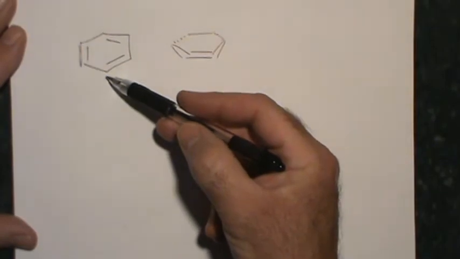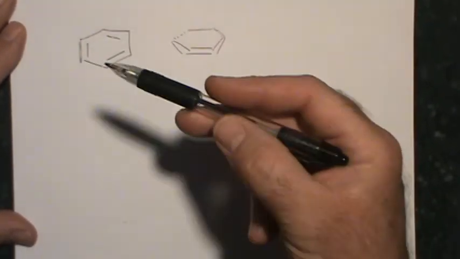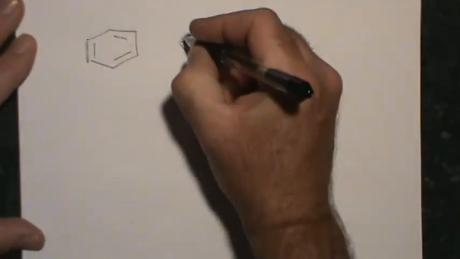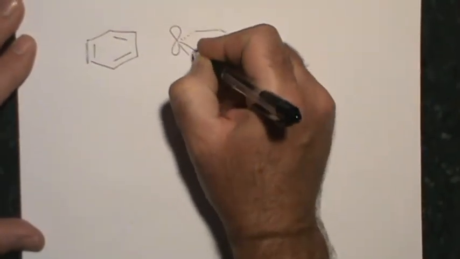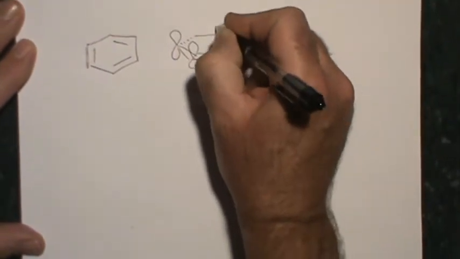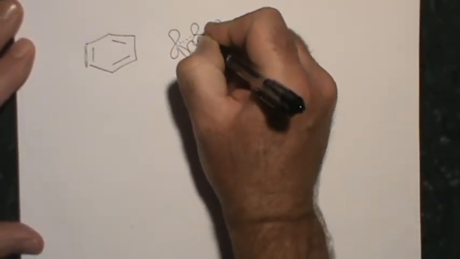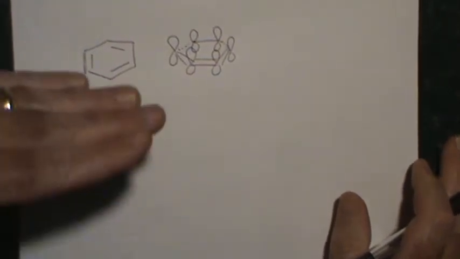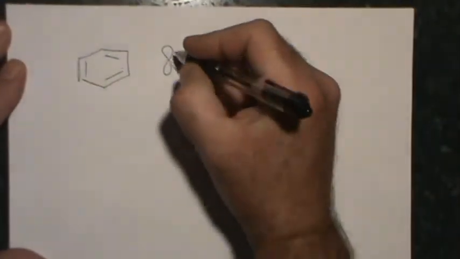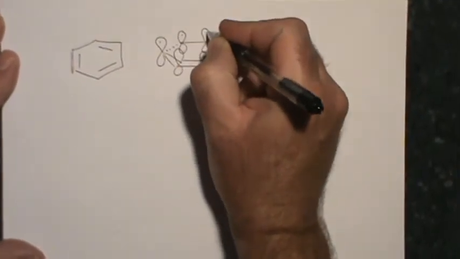In this drawing over here, those p orbitals are coming in and out of the plane of the paper, but now that I've turned it on its side, the p orbitals are in the plane of the paper, and they're a lot easier to see. So that's the side view of benzene where we see those p orbitals. Every single one of these p orbitals would have an electron in it.